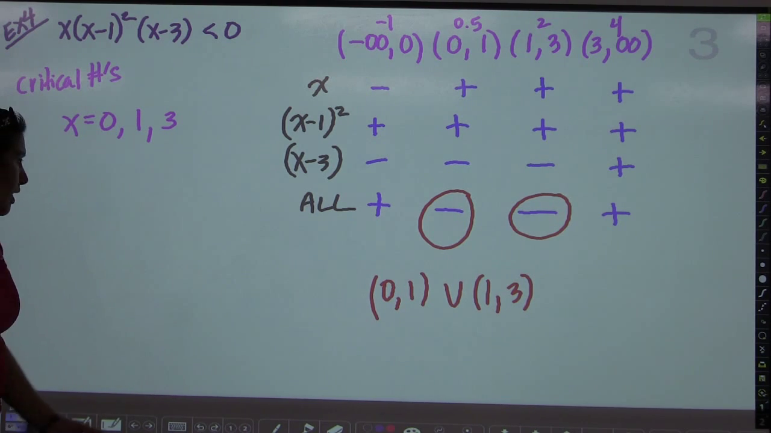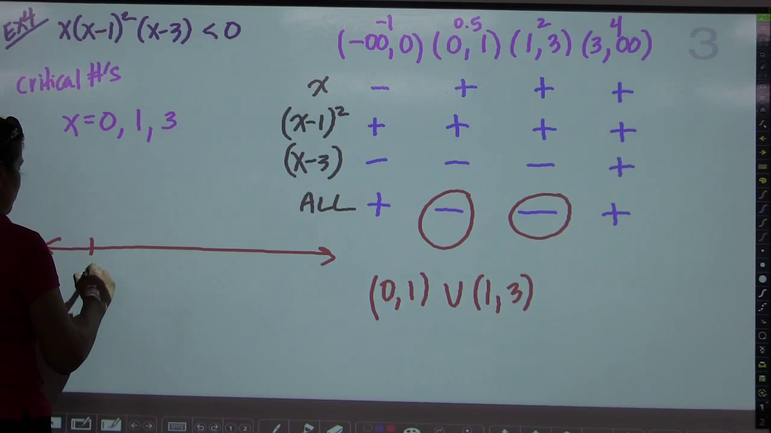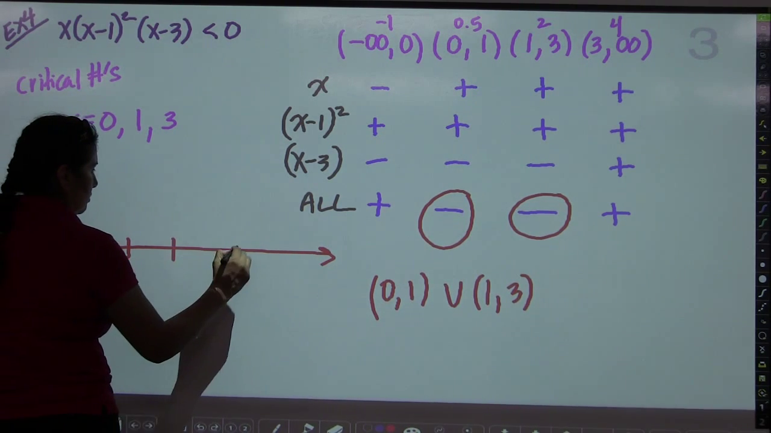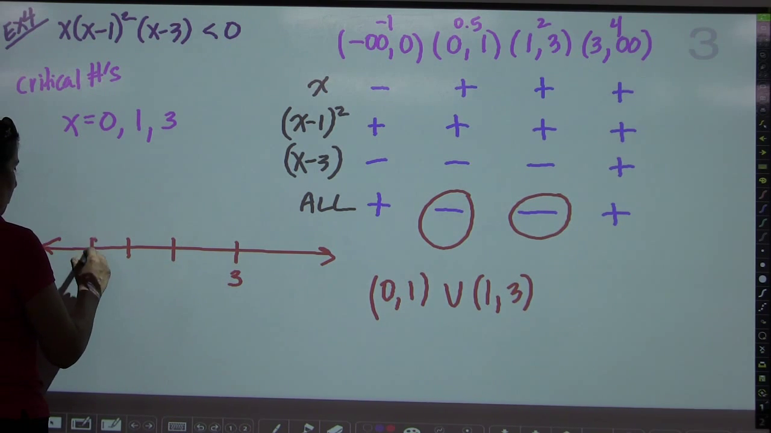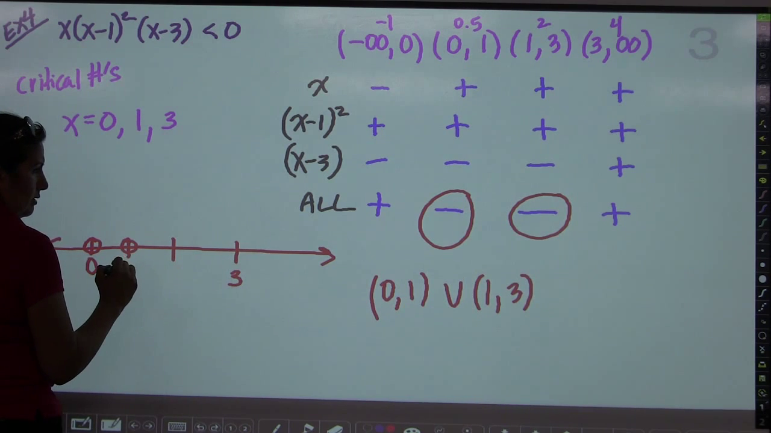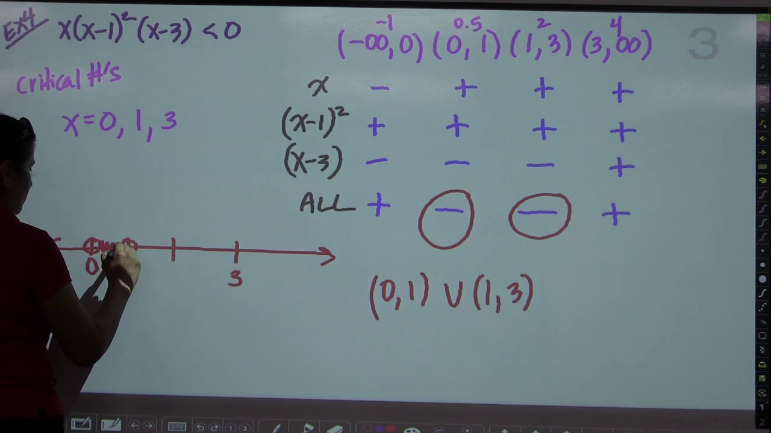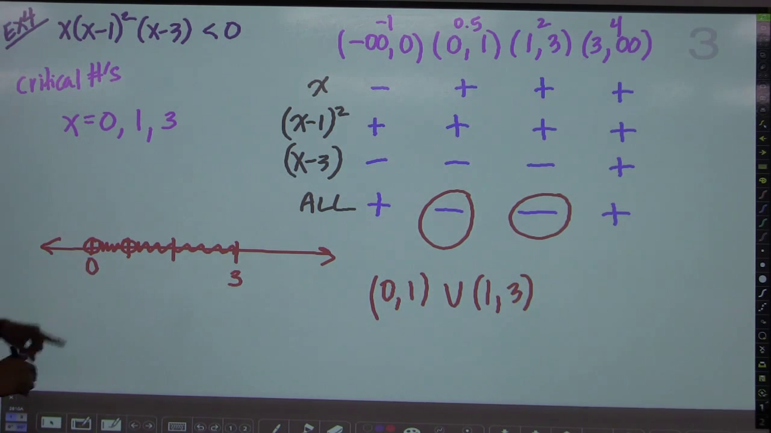So on a number line, it would look like this. Here's your 0, 1, 2, 3. It would be open on the 0, open on the 1, like that, and it would be everything in between. But these would remain open. So you'd have this big old hole right here in the middle on the number line.